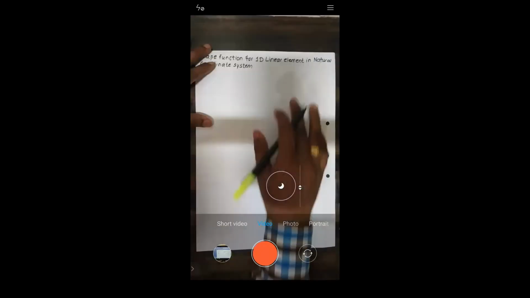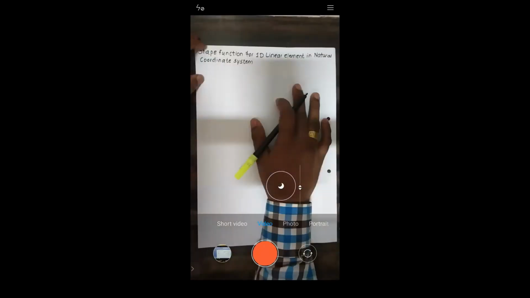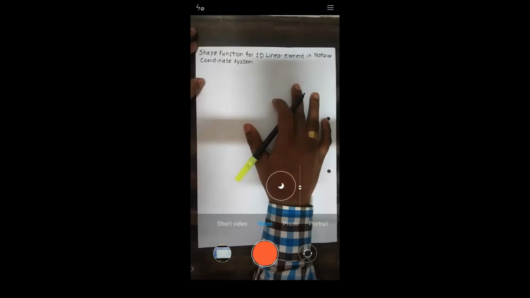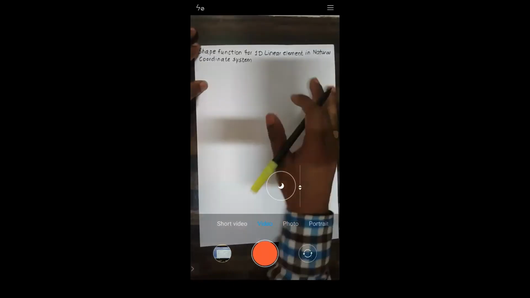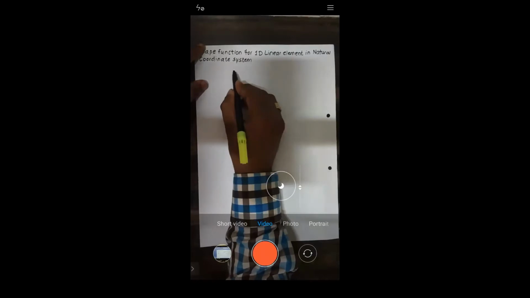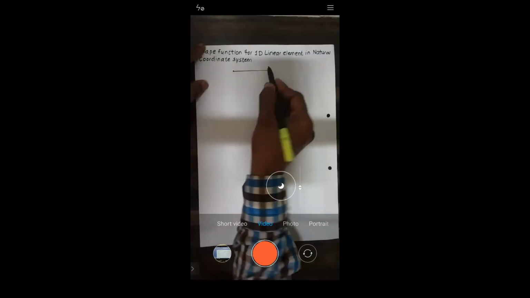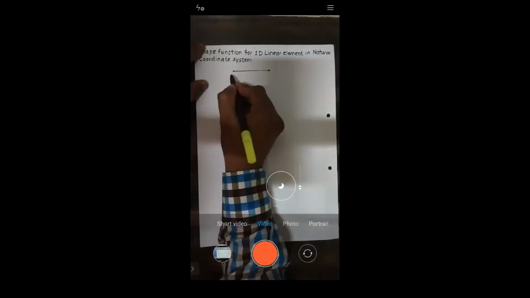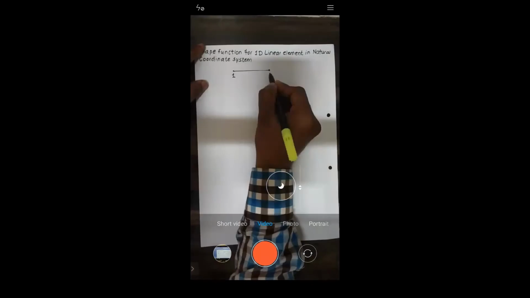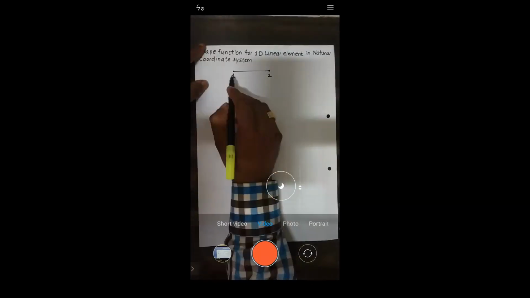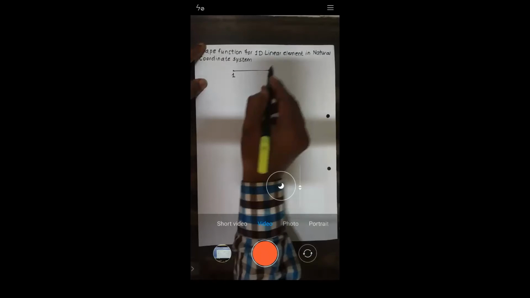So the problem, which was initially in a Cartesian coordinate, we need to convert into a natural coordinate. As I told you before, it is a linear element, so obviously it will have two nodes. Line means it is 1D. Linear means it has two nodes in a natural coordinate.